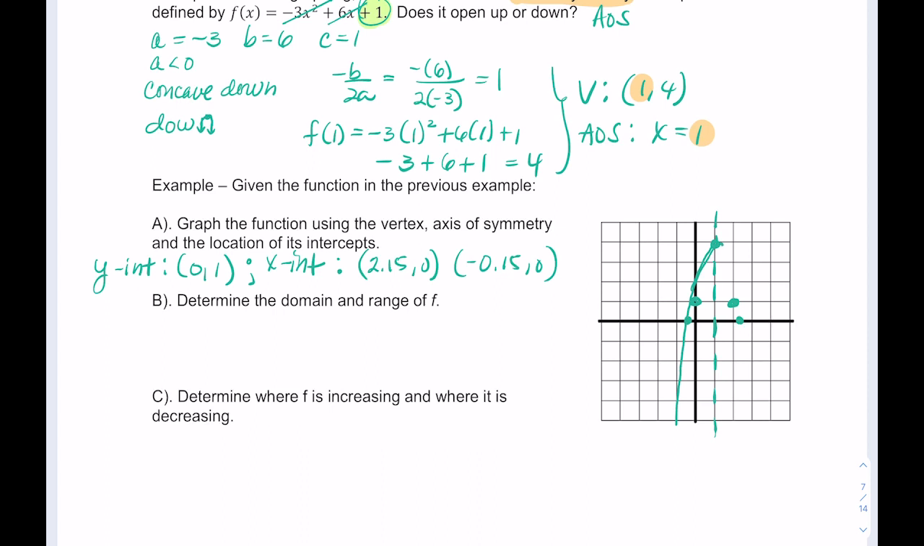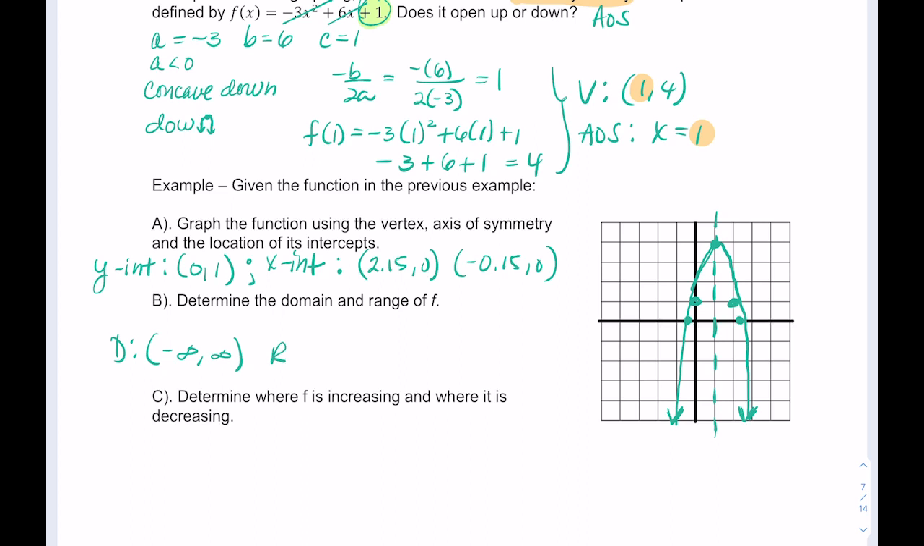And then you're just going to make a nice smooth curve, make it look like a U. Okay, not a V. V's are absolute value. And then that would be your parabola. So the domain is easy. The domain for all parabolas is just all real numbers, -infinity to +infinity. There's no holes or gaps or anything like that.